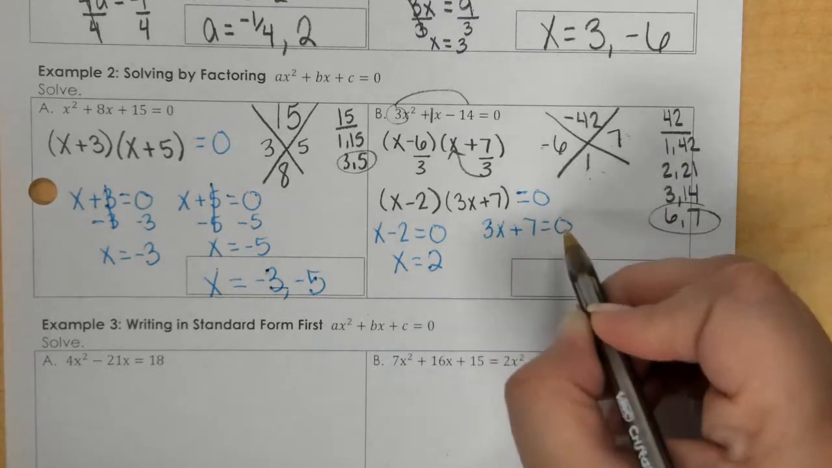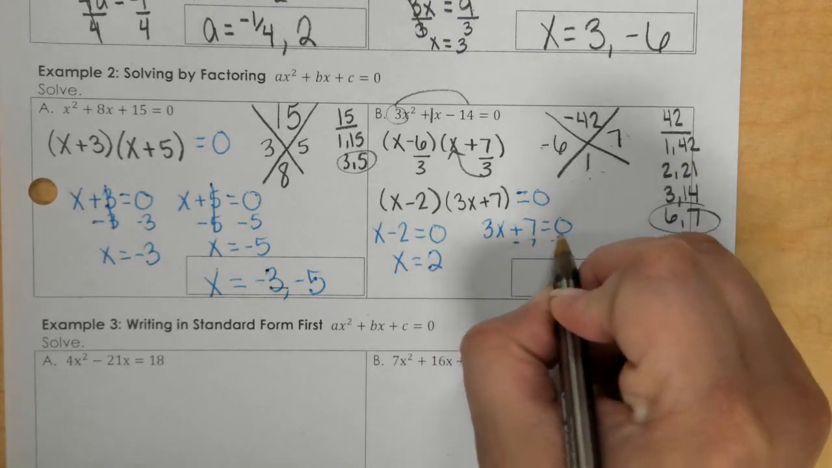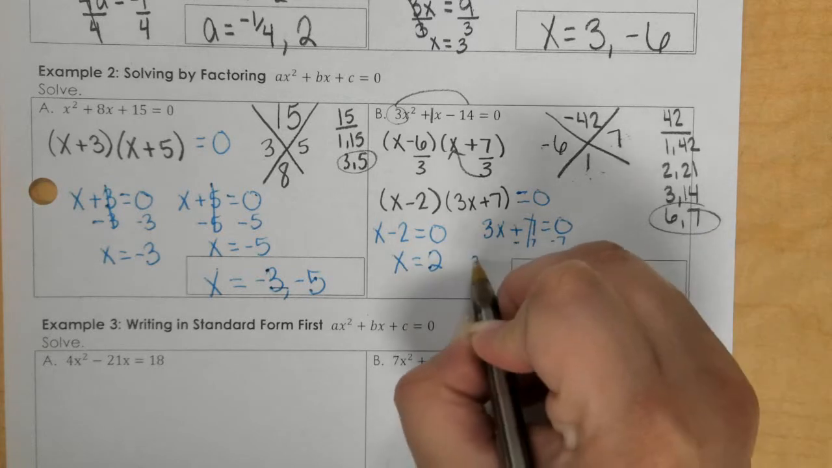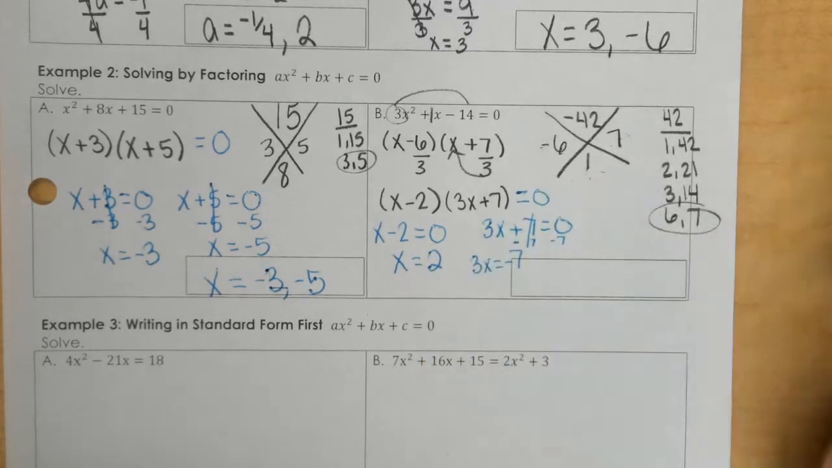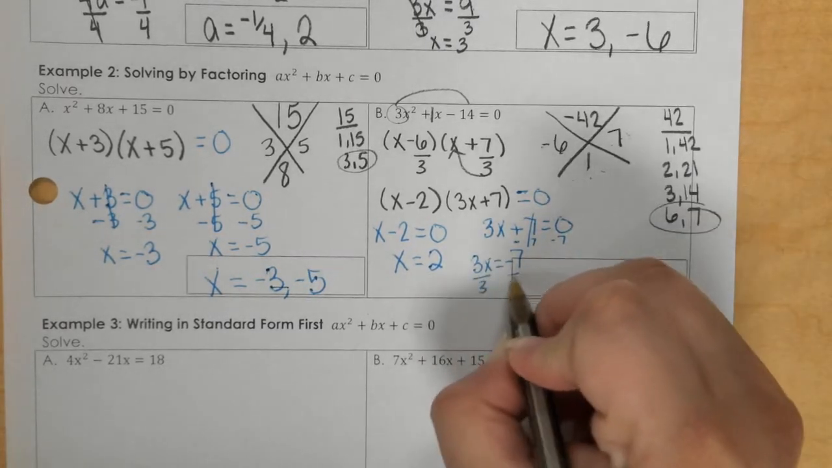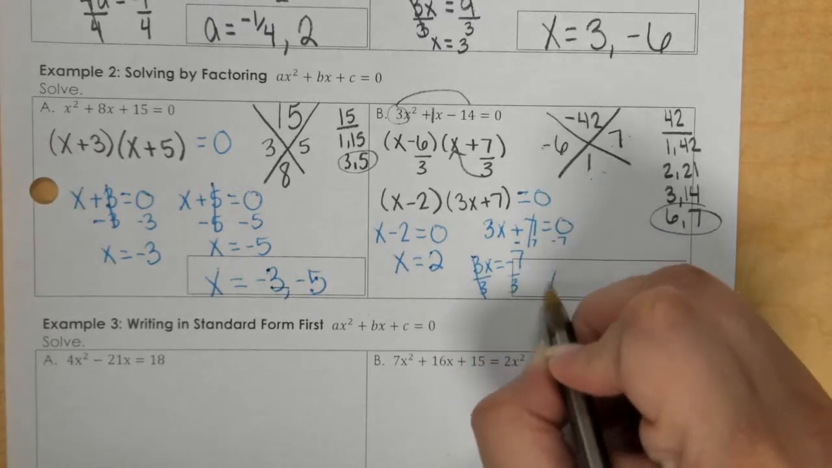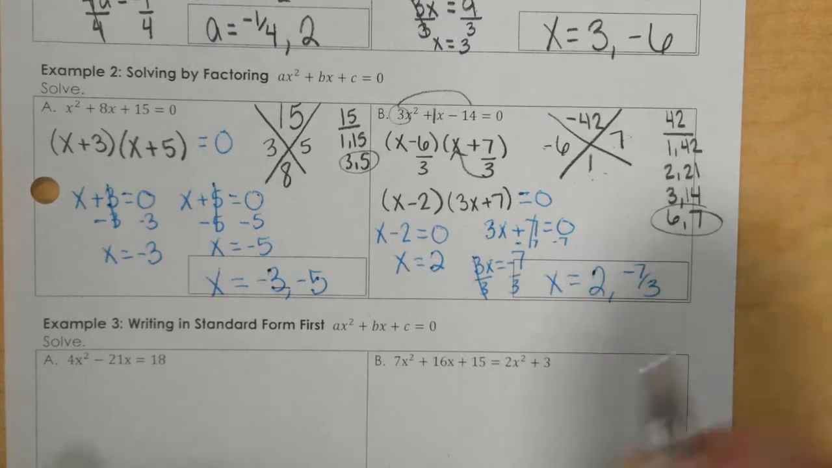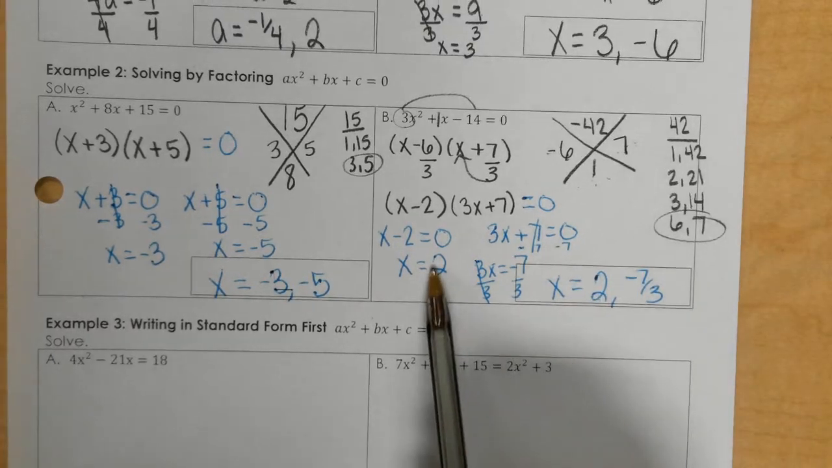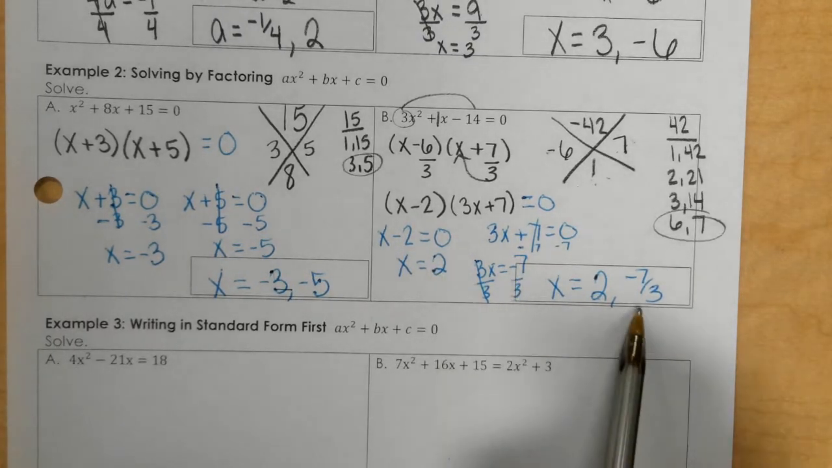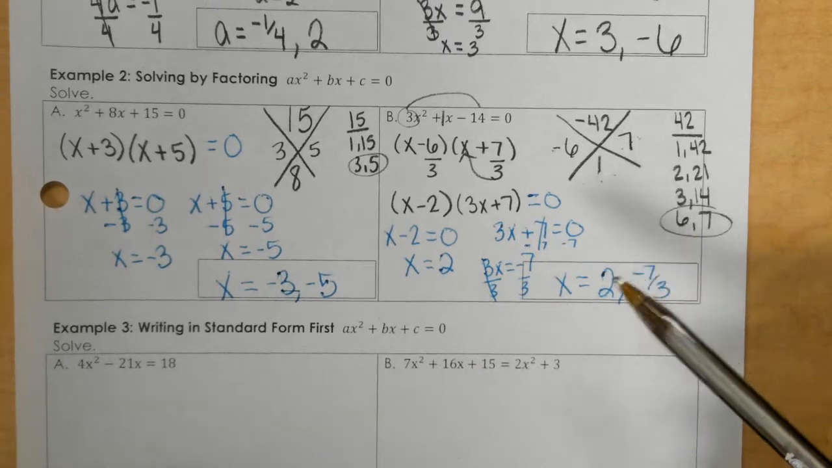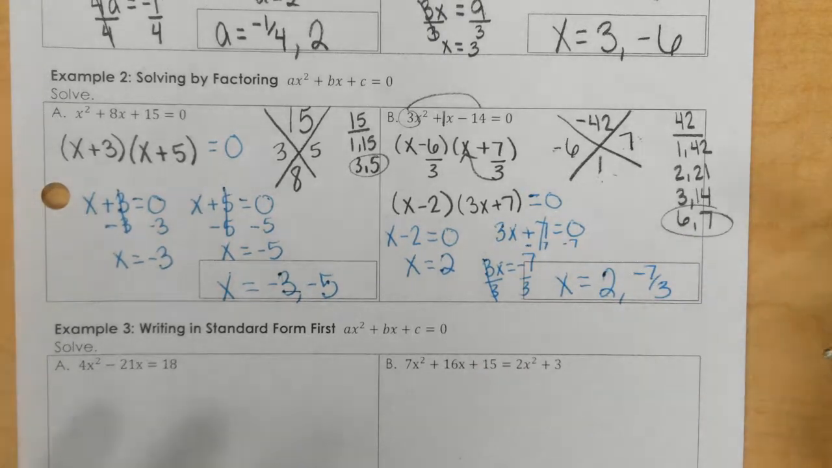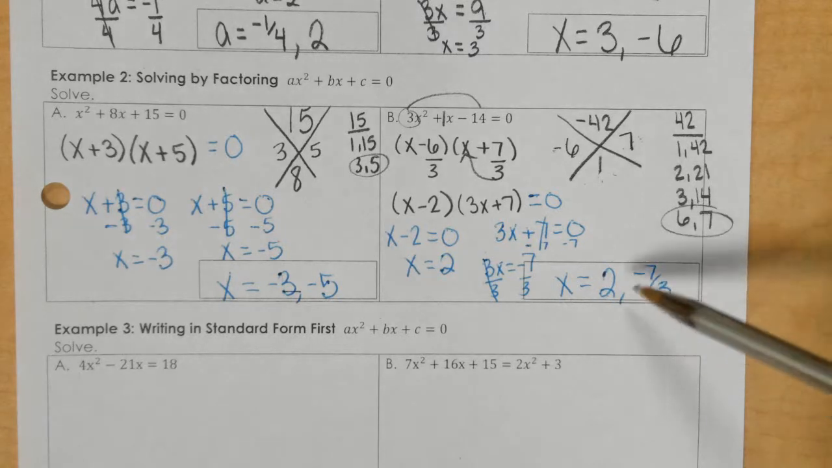For this one, we're going to have to subtract 7 and get 3x equals negative 7. Then we divide by 3 and get a negative 7/3. So I just wrote the 2 from here, and the negative 7/3 I brought here. As you can see, if it's a fraction, if it can't reduce, I'm just going to leave it in that fraction form.